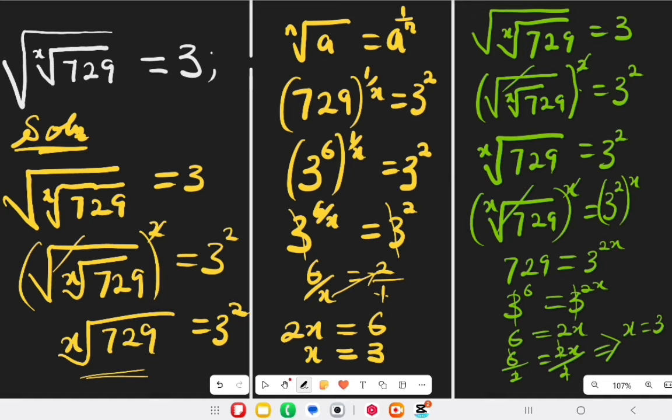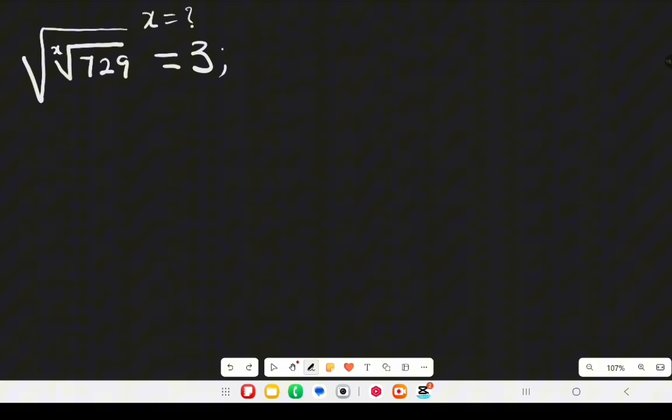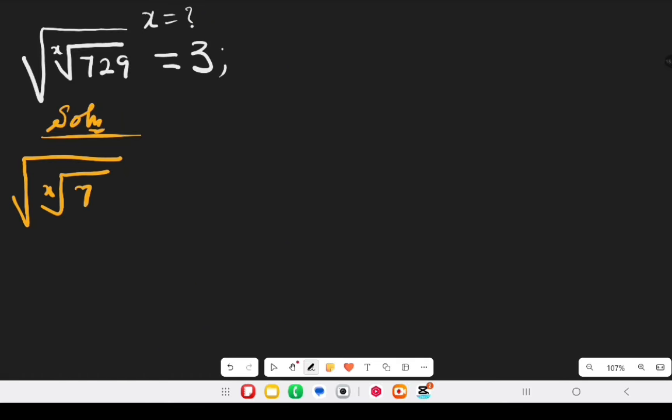Then we still have other methods to approach this and see if we still have the same answer. Let's dive into another method. Next, we are going to solve from the inside of the square root. Then we say solution. When we have the x-th root of root 729 is equal to 3.